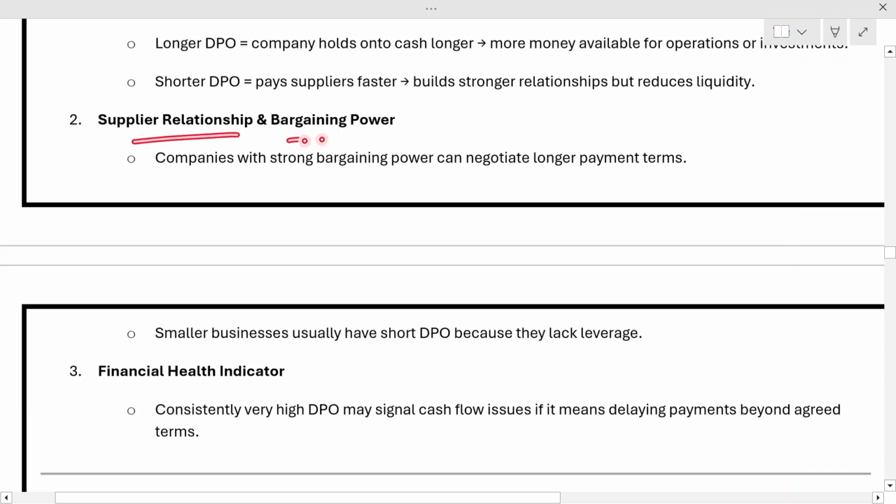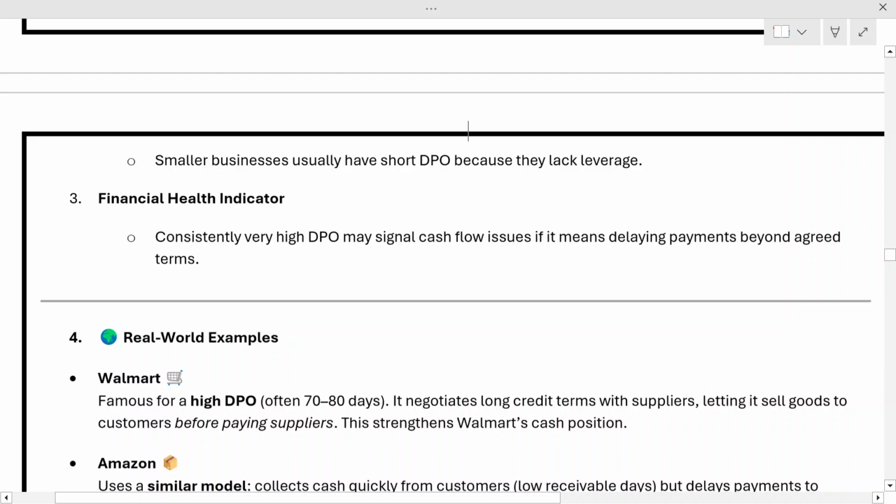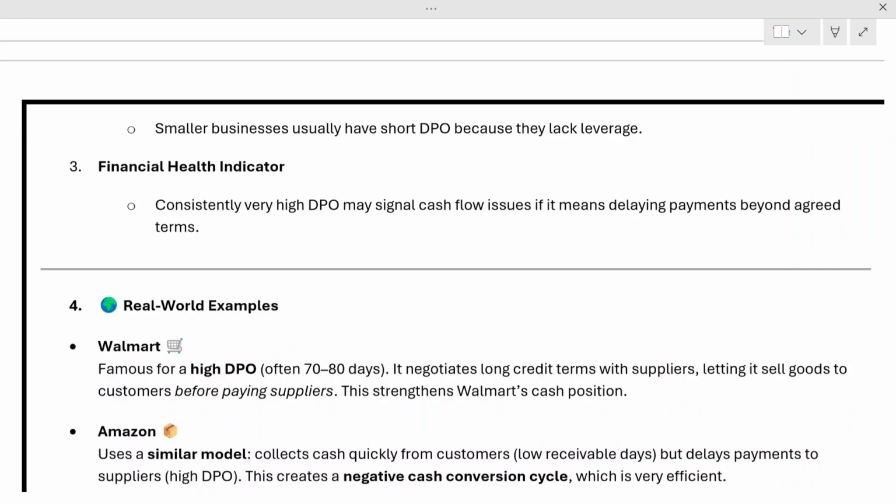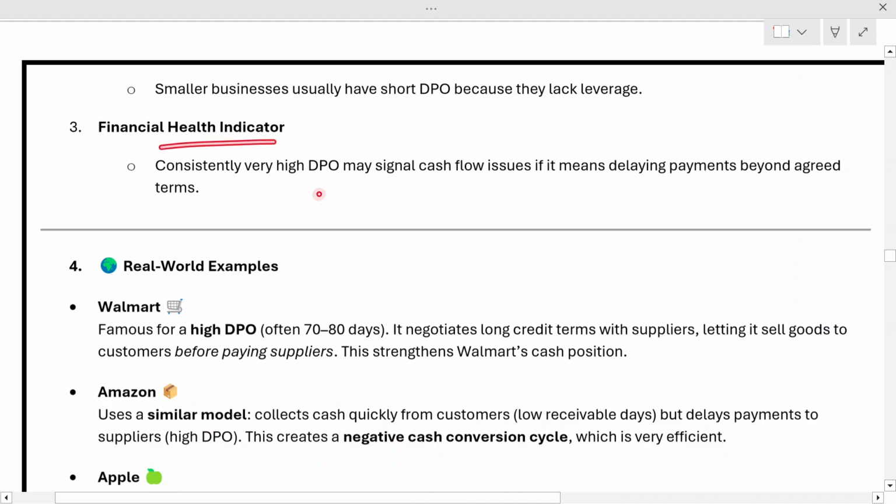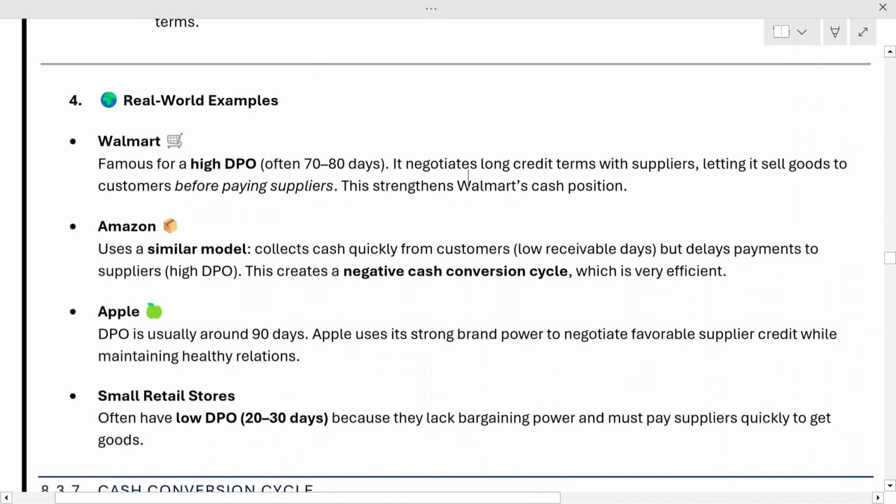Now the supplier relationship and bargaining power also depend on that. Companies with strong bargaining power can negotiate longer payment terms. If you are doing very well, then definitely longer payment terms can be negotiated. Small businesses usually have a short DPO because they lack leverage. Small businesses generally don't have much bargaining power, so they need to pay their suppliers very quickly. And this also shows a financial indicator of how your business is performing.